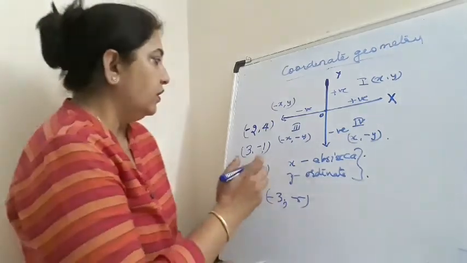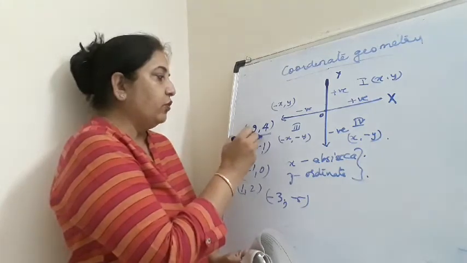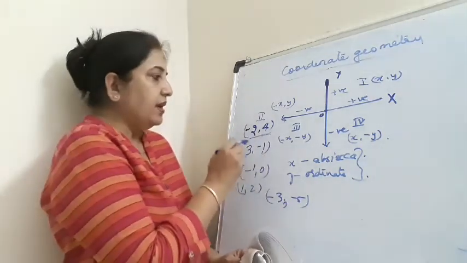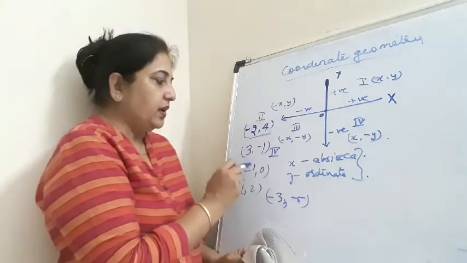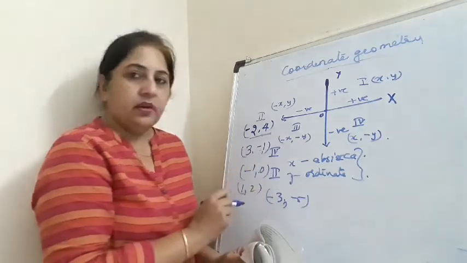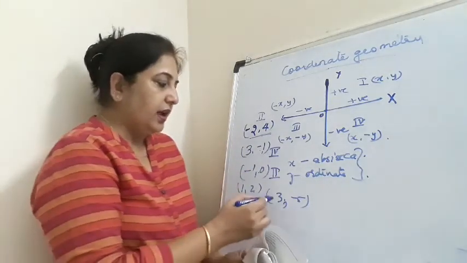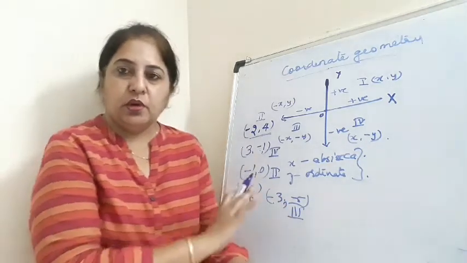Now where is (-2, 4) going to lie? (-2, 4) is going to lie in the second quadrant, right? Then (3, -1) is going to lie in the fourth quadrant. (-1, 0) is going to lie in the second quadrant, right? (1, 2) is going to lie in the first quadrant. (-3, -5) is going to lie in the third quadrant. Now, this is what you're going to write.